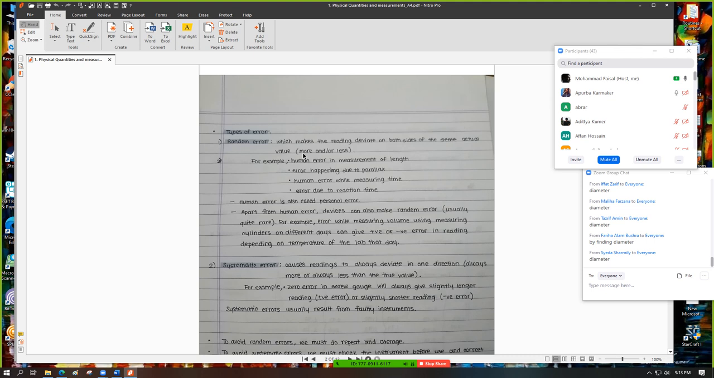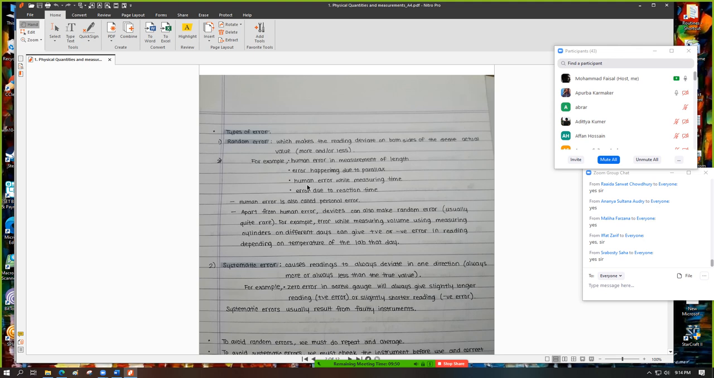One of the most common examples is the human error for measurement of length. If you measure the length of a certain object, you can have many error sources, for example error happening due to parallax. Do all of you understand what parallax error is? If any of you don't understand what it is, right over here I'll explain. This is a good time to respond. Anyone, if you have difficulty understanding what a parallax error is. So parallax error is one of the types, and then we can have human error while measuring time.